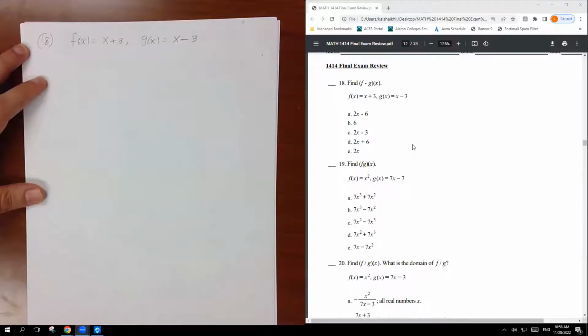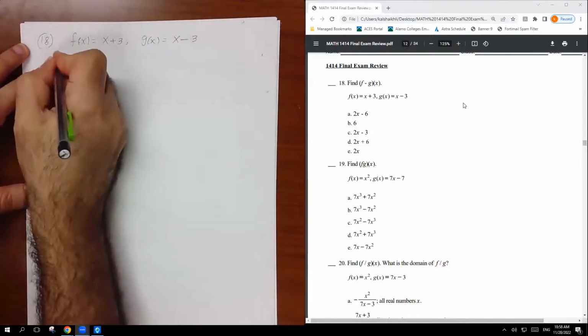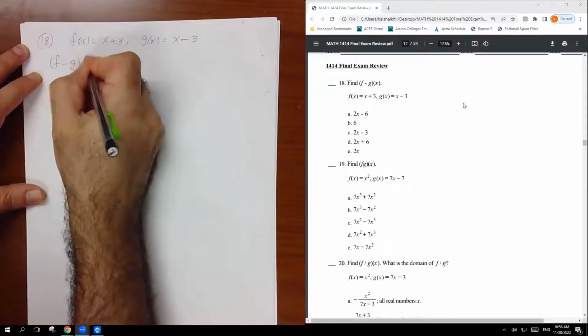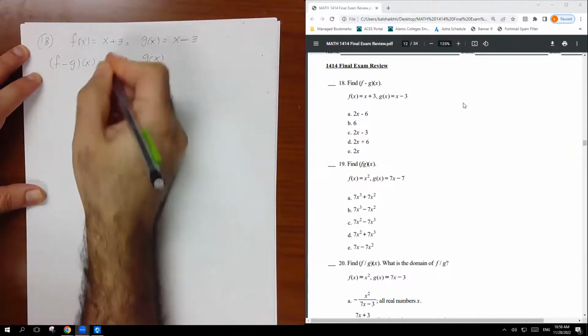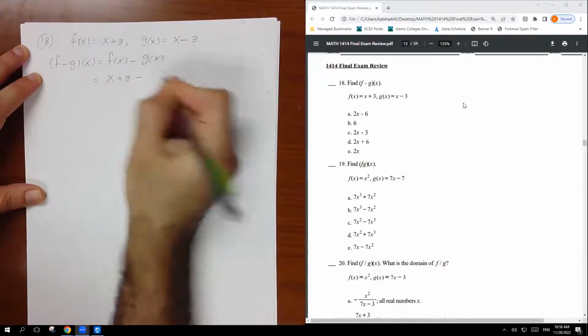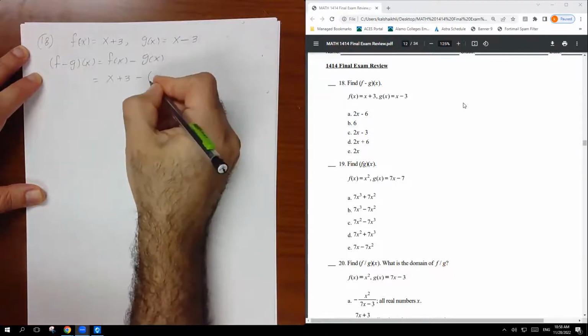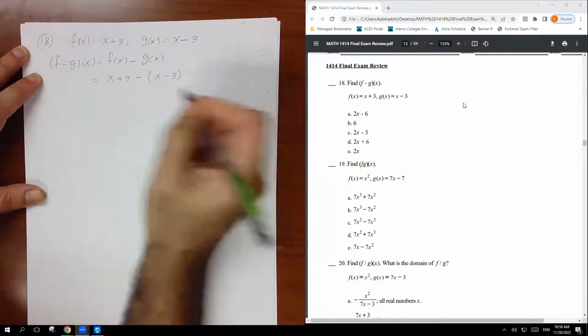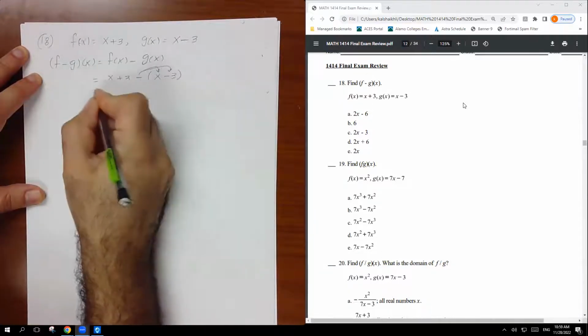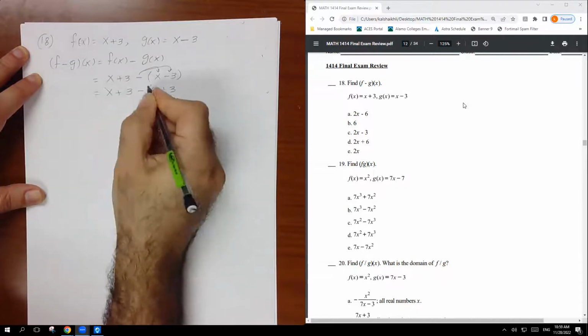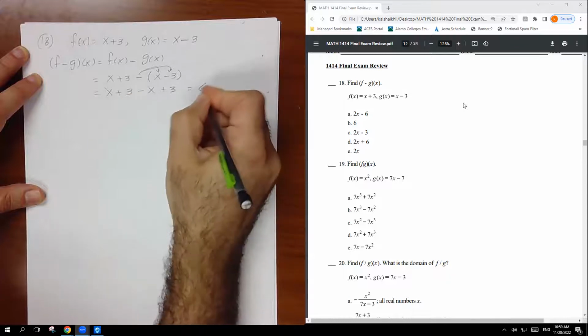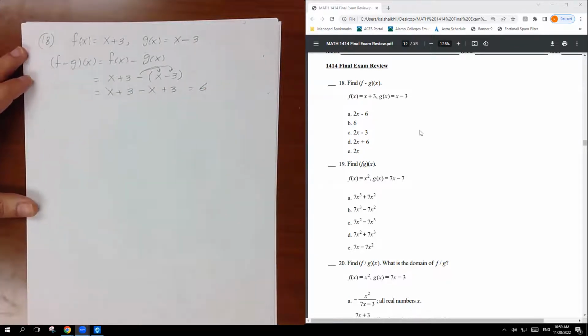For example 18, we have f of x equals x plus 3 and g of x equals x minus 3. They ask you to find f minus g of x. So f minus g of x equals f of x minus g of x. So it's going to be f of x, which is x plus 3, minus g of x, which is x minus 3. Now we're going to distribute this negative sign. So the result is x plus 3 minus x plus 3. X minus x is going to cancel. That means 3 plus 3 is going to be 6. So for example 18, you're just going to choose B, which is number 6.